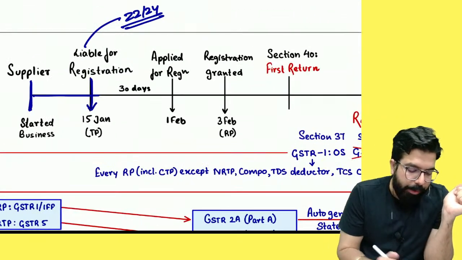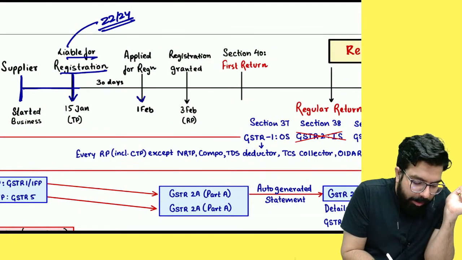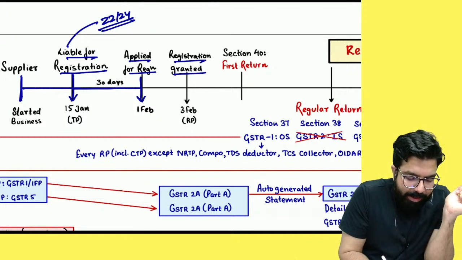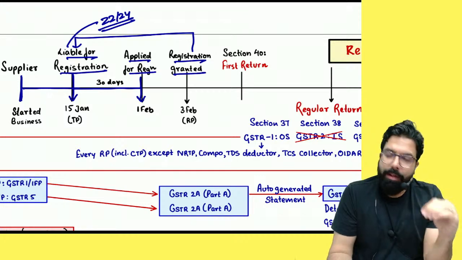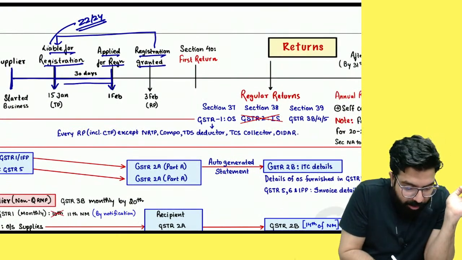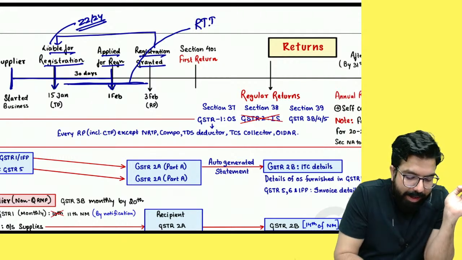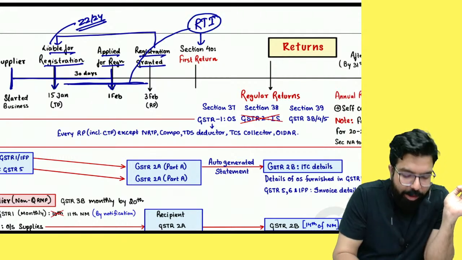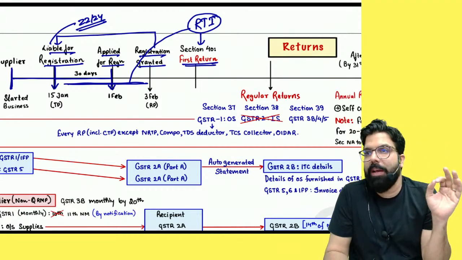Everyone over here now. Once you become liable for registration, you should apply within how many days? Supposingly you applied within 30 days and registration is granted. Registration is valid from which date? From the date of becoming liable. Now people, from here to here, whatever supplies you have done, you will be able to issue what, everyone? Revised tax invoice. All the revised tax invoice you should show in your return, which is known as the first return. Are we clear, everyone?